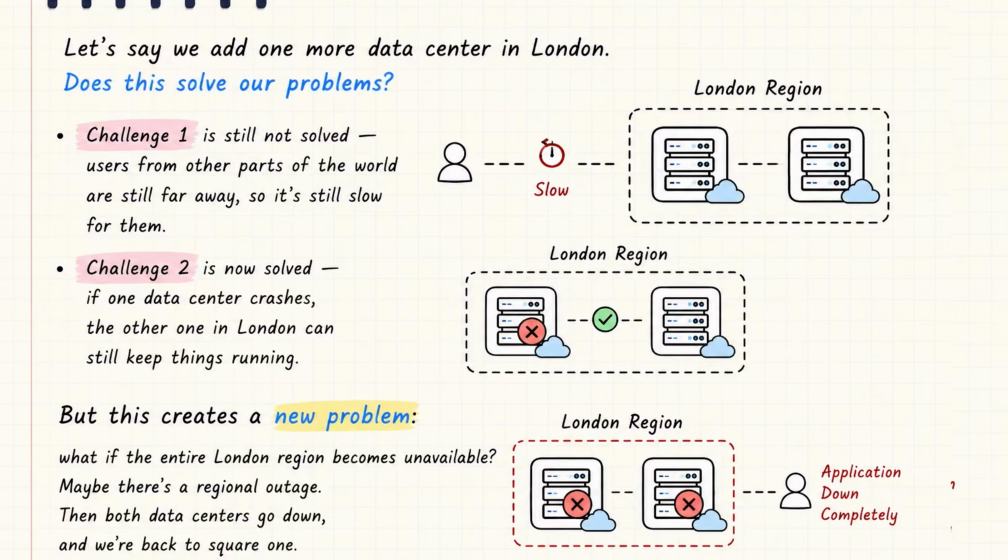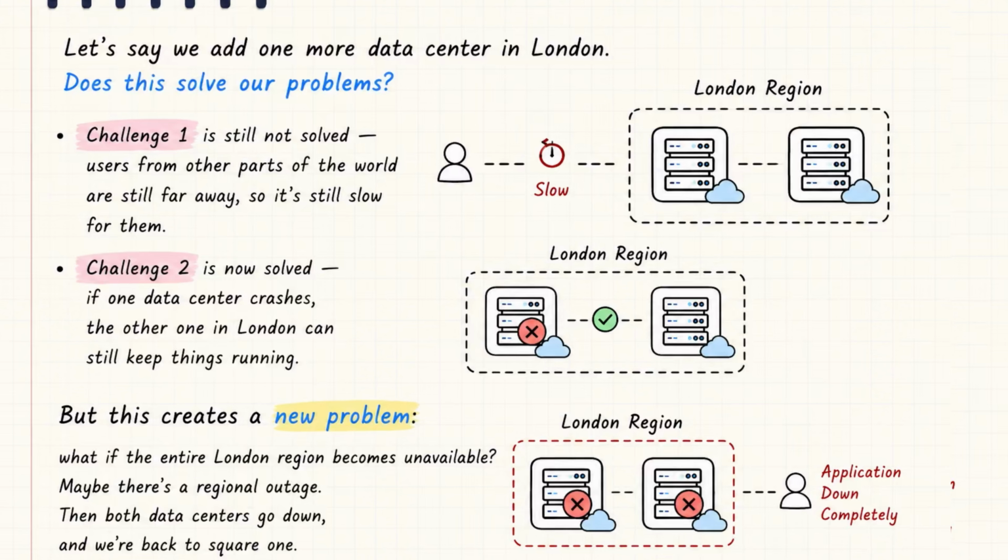Trying to fix challenge 2. Let's say we add one more data center in London. Does this solve our problem? So challenge 1 is still not solved. Users from other parts of the world are still far away, so it's slow for them. Challenge 2 is now solved. If one data center crashes, the other one in London can still keep things running.